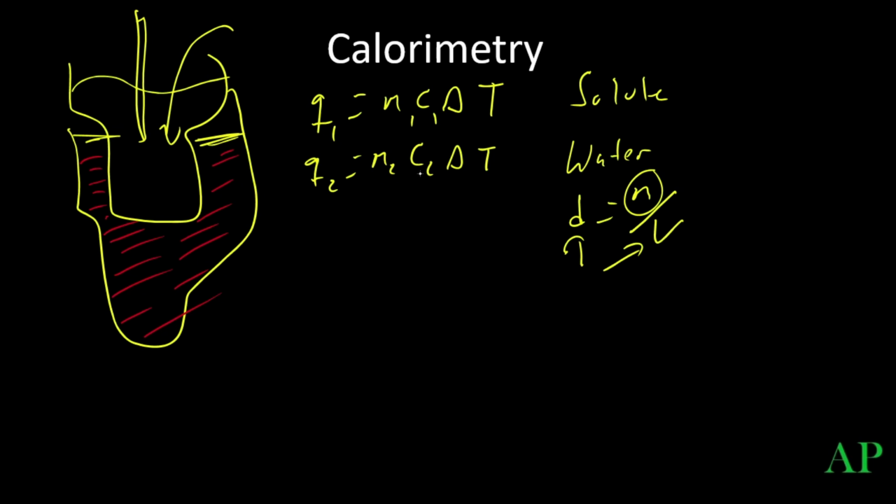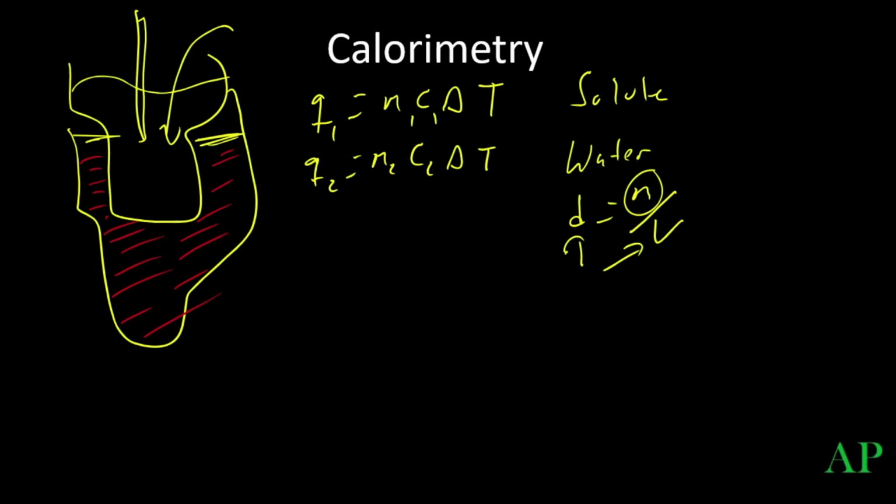And then C1, specific heat values for both the solute and the water, change in temperature, and that's going to be, depending on how the question is worded, may be the same, may not be the same. If you were to put, say, a very hot piece of metal into water, then obviously they're not going to be the same. The hot piece of metal, so our solute, quote unquote, in this case, is going to have a very big change in temperature, while the water, chances are, is going to be a lot smaller.